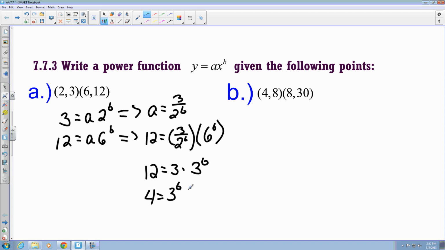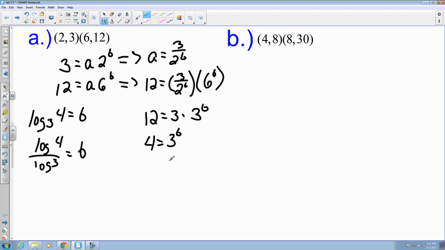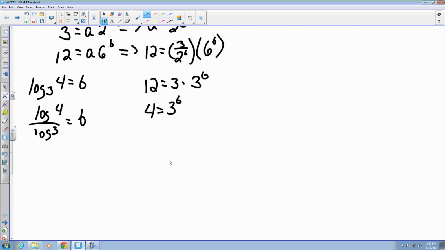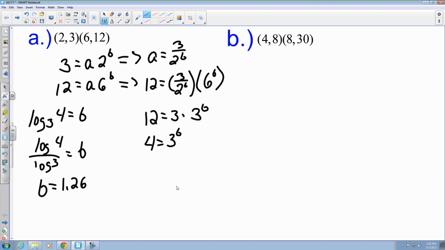So now to solve for b, I must take the logarithm. So now this becomes log base 3 of 4 equals b. From here I can use the change of base formula. So this is log of 4 divided by the log of 3, which equals b. Punching that into my calculator, b will equal roughly 1.26. So I found what b equals.